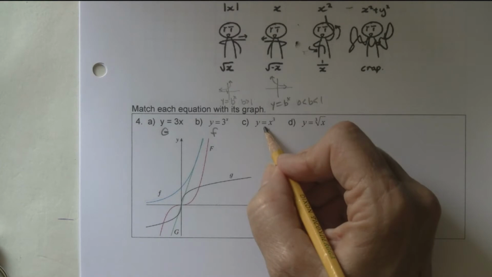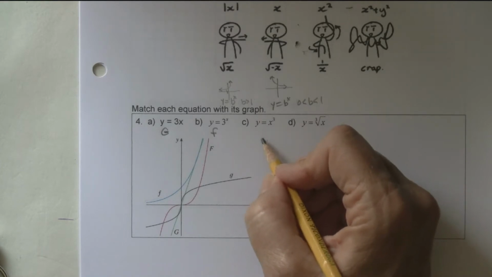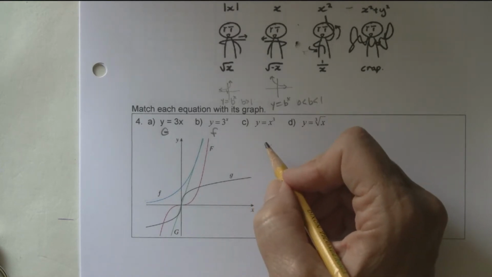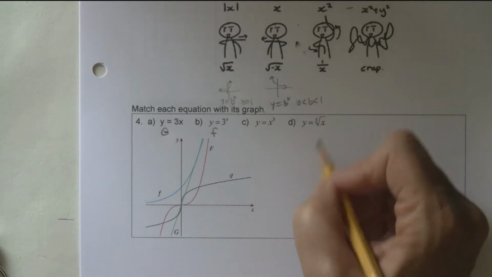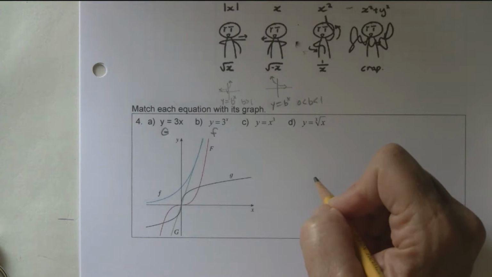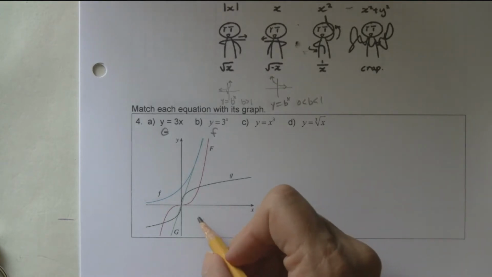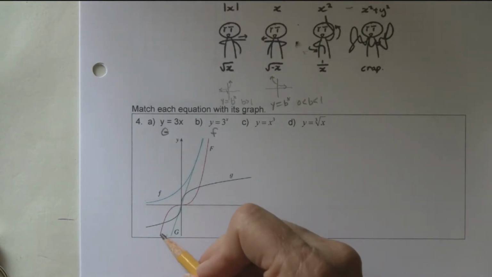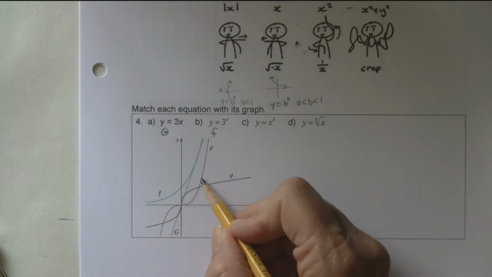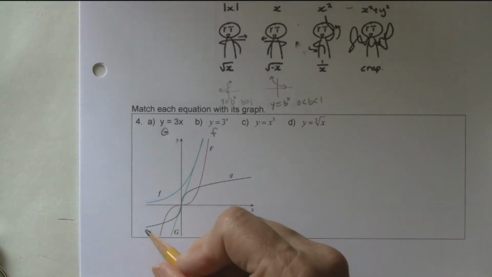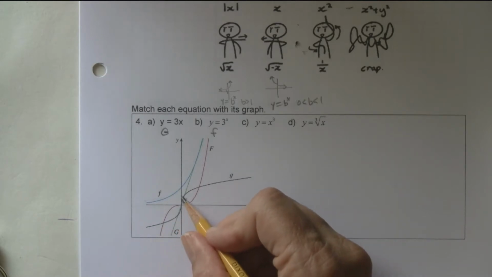And then y equals x to the third is a snake, right? So we're looking for a snake. And then they also have the cube root of x, which is also a little bit snaky as well. So I have kind of left this one that I'm tracing out, and this one that I'm tracing out.